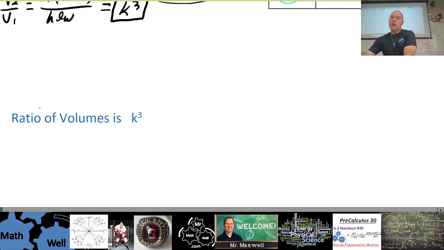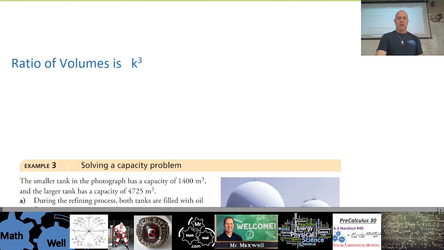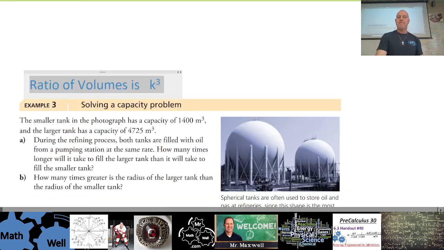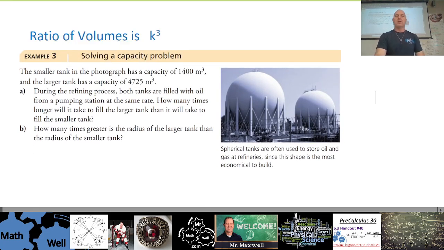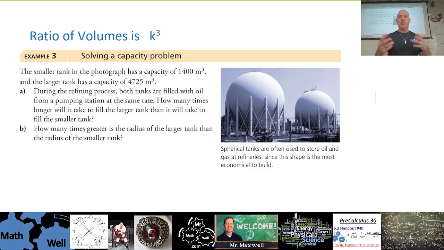So one way you can put this, the ratio of volumes of similar objects is k cubed, just like the ratio of dimensions is k, the ratio of areas is k squared, okay? So this is your new information here now. So let's take a look at example 3, and we'll be able to solve this capacity problem, okay? So this is from your textbook. And I'll show you how you can use this to bypass a little bit of work. You can use the patterns here that you see.